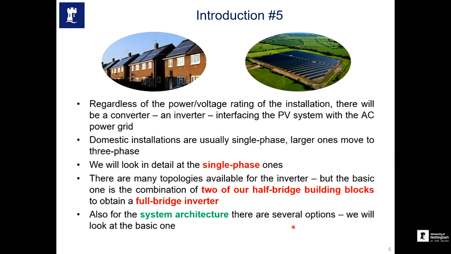Right. So it doesn't matter what voltage or what power the PV is generating. As I mentioned, the PV is giving you DC power. So if you want to connect it with the grid, or use it for your appliances, you have to convert it to AC. So you need an inverter, which interfaces the PV system with the AC power grid. Domestic installations are usually single phase, and if you go to high power, then you move to 3-phase. So we'll start with our single phase inverter.